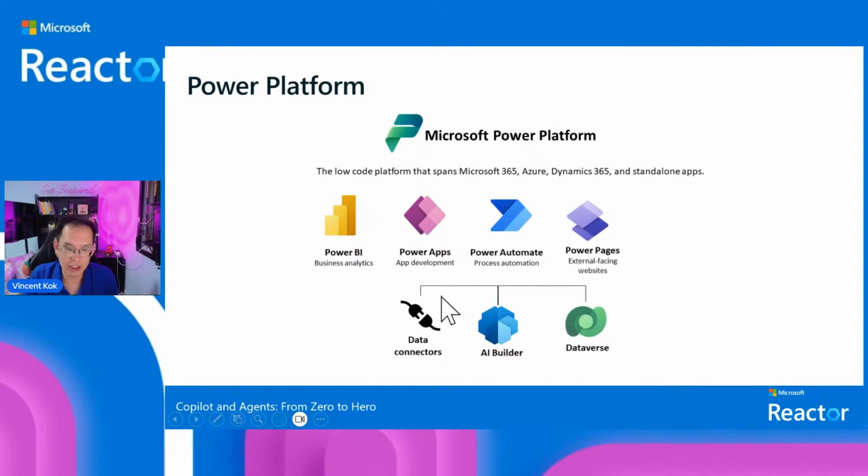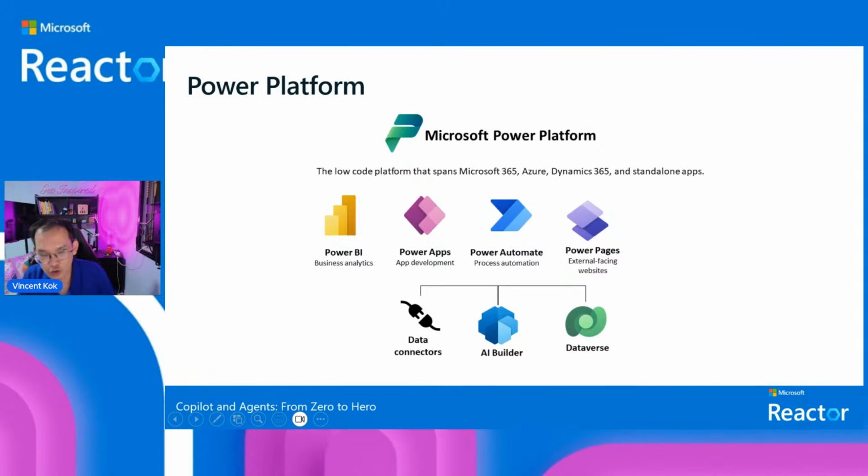And across all of these, as you can see, there are data connectors, which are able to connect to different systems and different data stores as well. And this is where we have AI Builder, which helps you include AI functionality into all these different platforms, and also Dataverse as part of the data storage in this Power Platform. So all in all, this is the Power Platform.